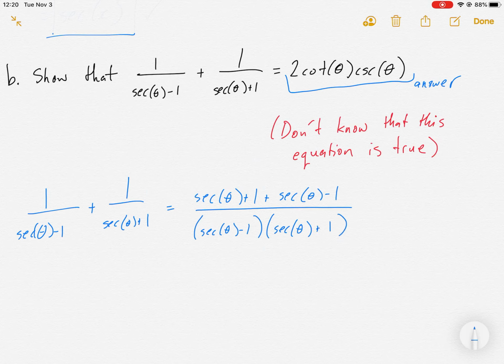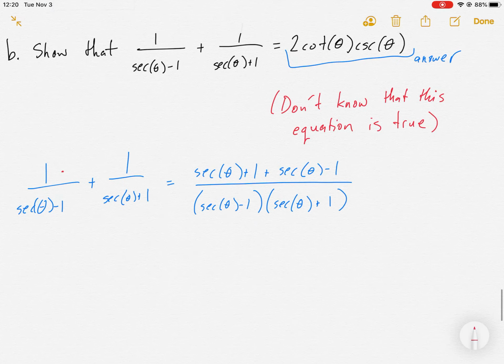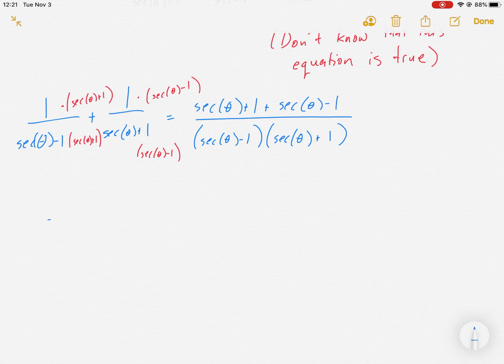So you'll notice what I did is I did a common denominator, so I multiplied this top and bottom by that, and then this one by the other denominator. Right? And so that gives me this new expression. This can be reworked a little bit. 1 minus 1 is 0. Secant plus secant just gives me 2 secant.